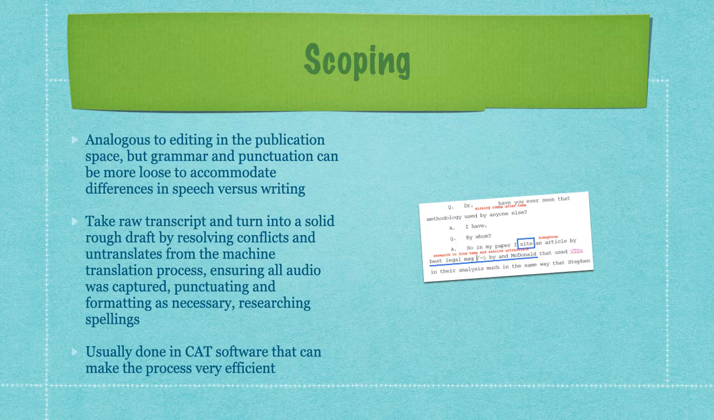Like the formatting is wrong. Their writing wasn't consistent. Their dictionaries aren't built up, so it doesn't translate. So it really runs the gamut. And so when the scopist gets the file, that's analogous to editing in the publication space. But again, you're working with a translation. People don't speak the way that they write.